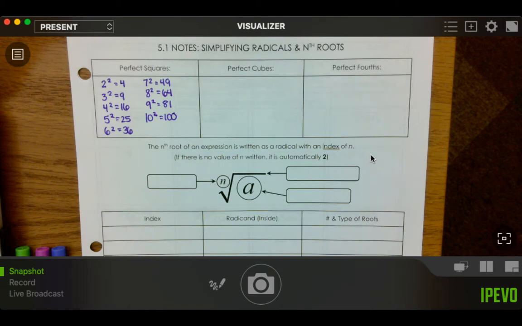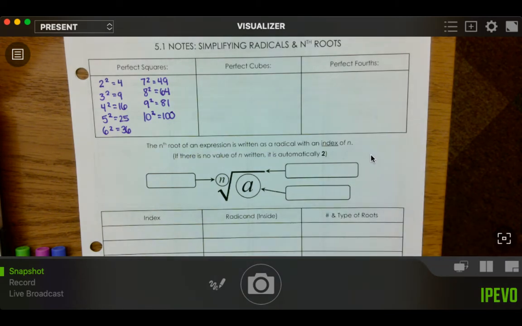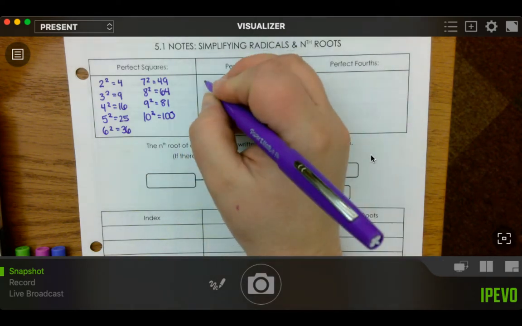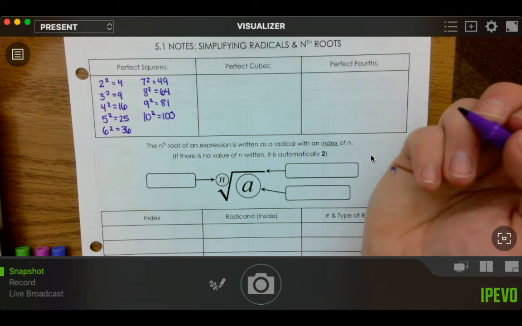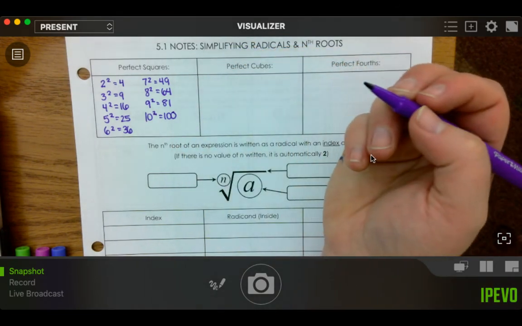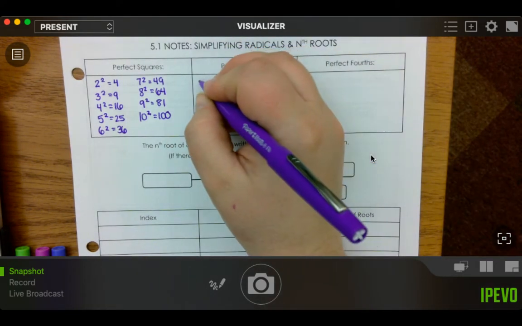And in order to get rid of a square root, you need a squared power. So square roots and these powers of 2 cancel each other out, just like cubes or powers of 3 and cube roots cancel each other out. Now we're going to do some powers of 3 also. Pause the video if you need more time on the squares.